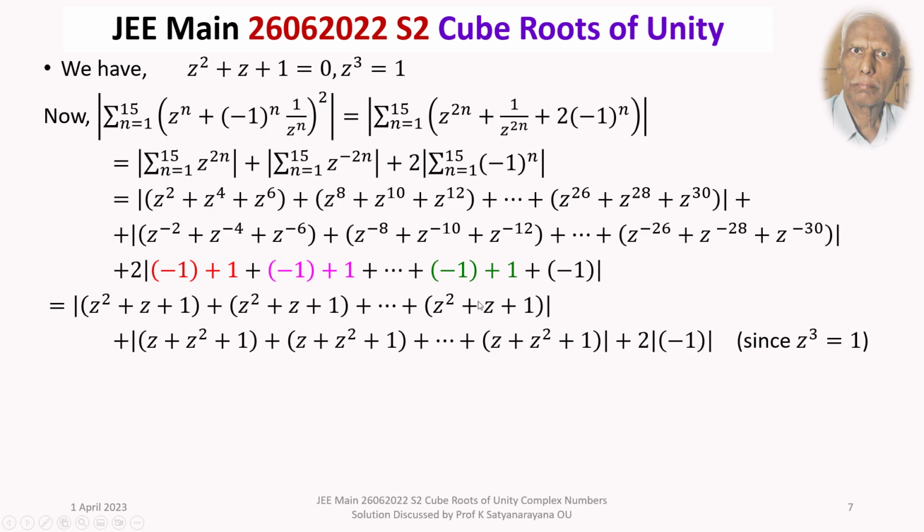Plus 2 times, we have already seen that one, modulus of minus 1. Now we have Z square plus Z plus 1 is 0. Each bracket is 0. So you are left with 2 times mod of minus 1. Mod of minus 1 is plus 1. Therefore, the answer is 2. So the answer to this question is 2.